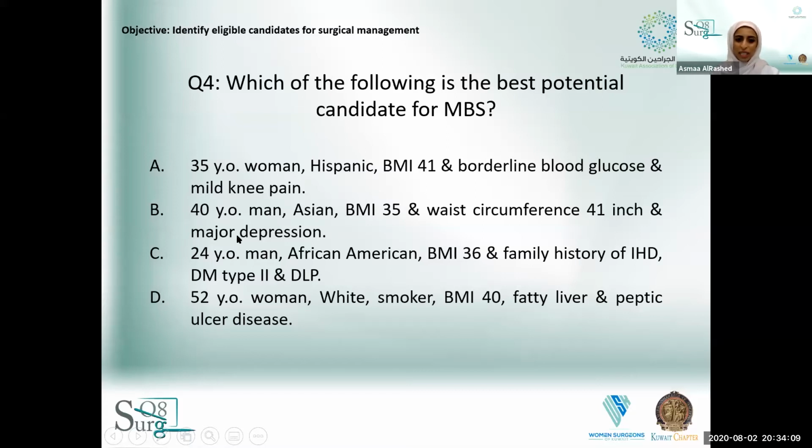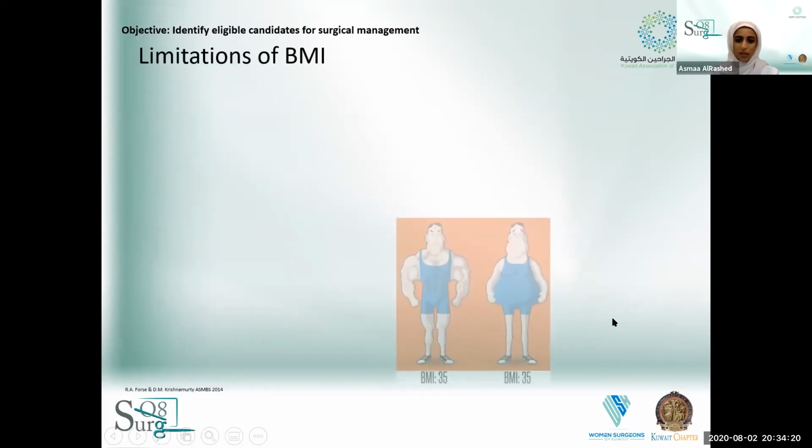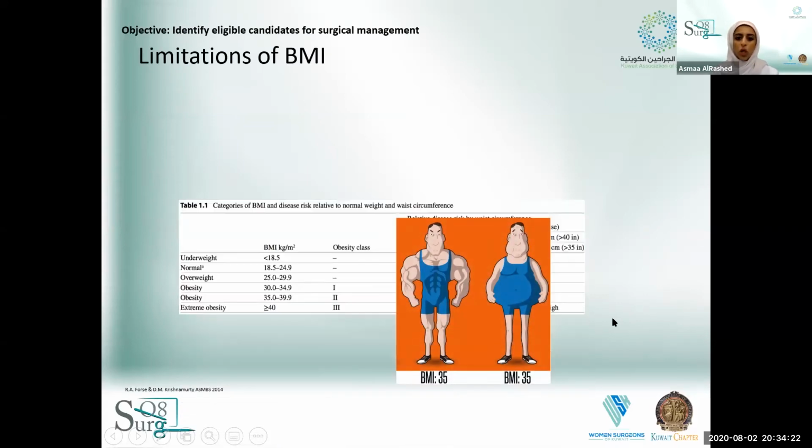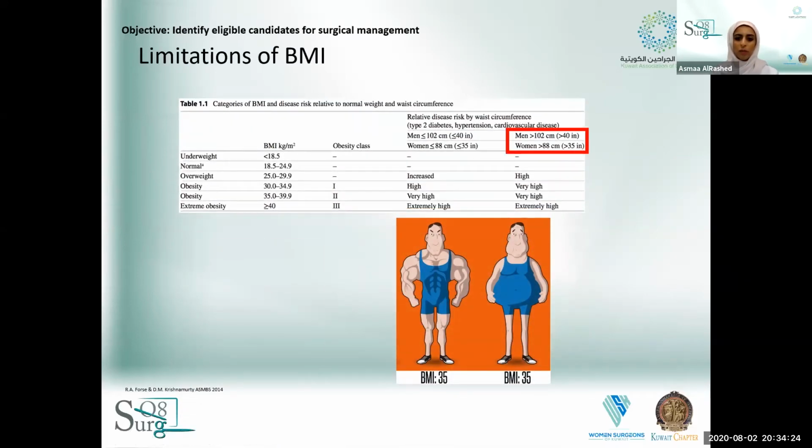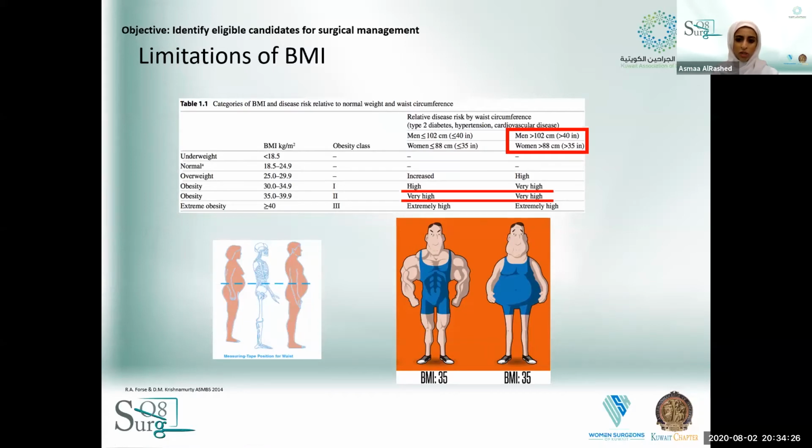So actually, the correct answer is B and not C, and we're going to tell you why. First of all, one of the things we want to talk about is the BMI limitation. I alluded earlier to BMI. I showed you this picture because I want you to think about somebody whose BMI is 35 and looks that muscular, and somebody else who's 35 and looks like that.